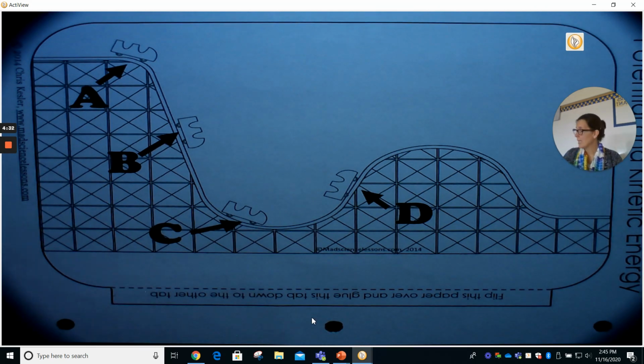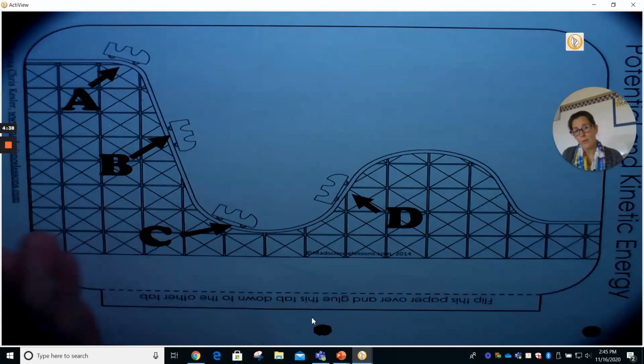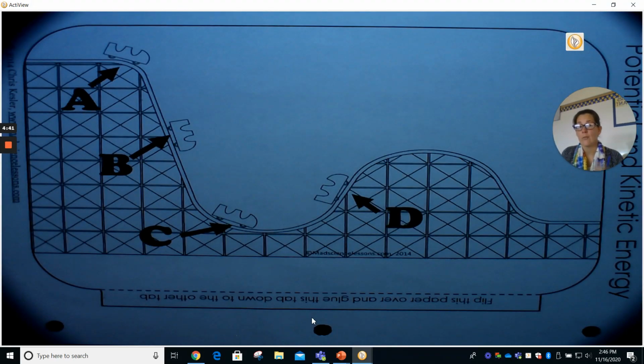And again, you're going to get an extra credit point for our graphic organizer. And you're going to get another extra credit point for doing this and sending me a picture of it. Okay, so there's 2 possible chances for extra credit points right here today.